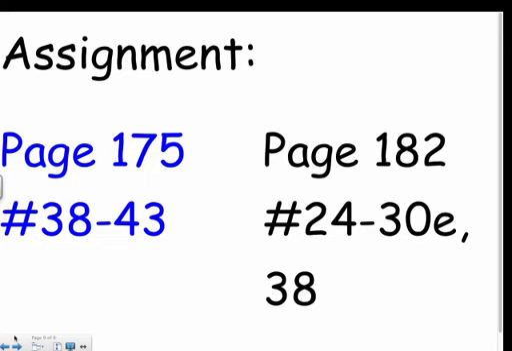All right, so working on a couple different pages. First one, just naming the different types of lines, and then we're going to actually apply that geometry with some algebra.